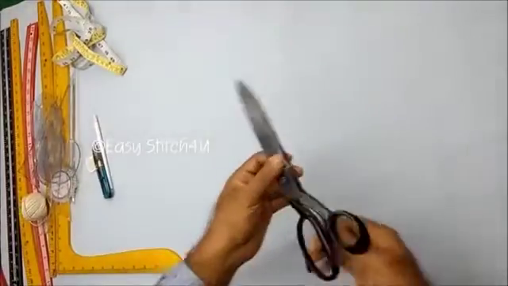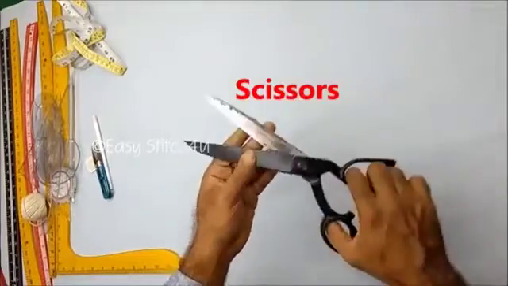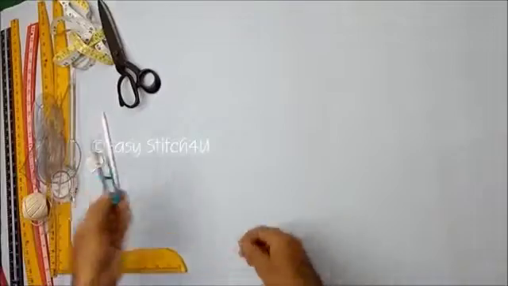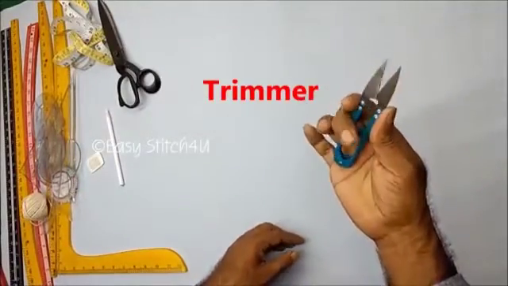The next tool we have is scissor. This is a very important tool to cut your fabric, to cut your designs. You need a scissor. The third tool is a trimmer. Often we need to cut threads, the fray edges to make garment more finishing. For that we use trimmer.